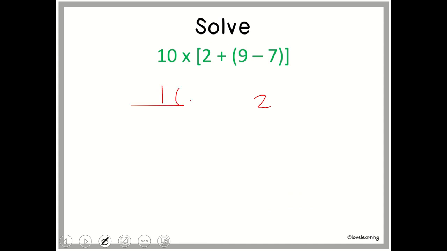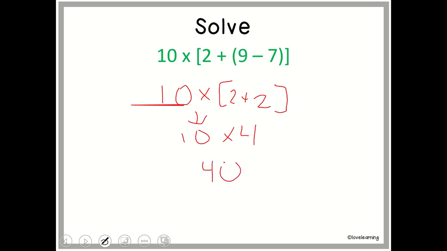Remember, bring down everything in your expression. 2 plus, and then bring that other bracket. Okay, so I noticed that I still have 2 plus 2 within my bracket, so that is the next step that I need to take. So 2 plus 2 is 4. And then I bring down my 10 times, and then now I'm doing 10 times 4, and I get 40.